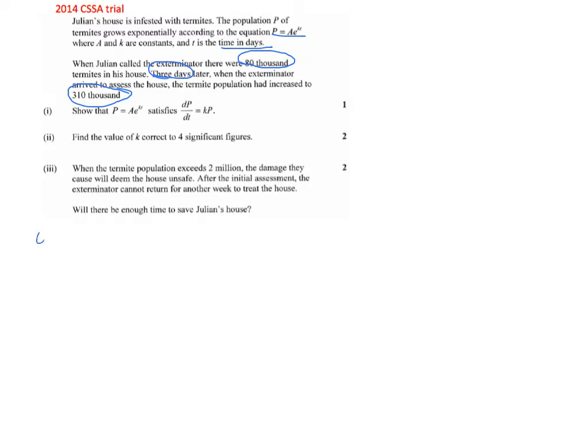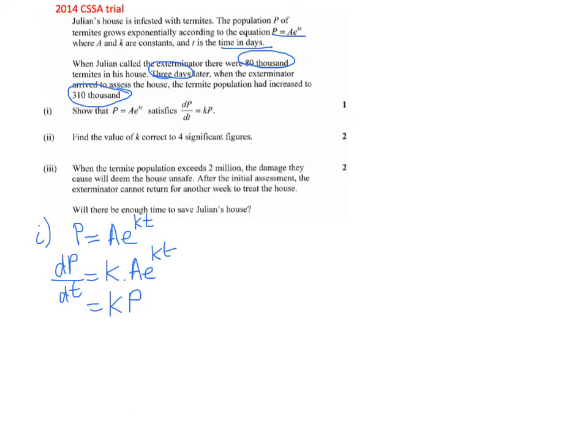So really, that's one easy mark just by differentiating, doing exactly what I just did on the previous slide. Starting with the equation for the quantity and differentiating it with respect to t. Remember, A and k are just constants. So you get k times Ae to the kt. And remember, Ae to the kt is just P. So there we have it, dP/dt equals kP. Then part 2 says find the value of k correct to 4 significant figures. To find k, first we're going to need A as well. We're going to use the information that's in the question to help us do that.